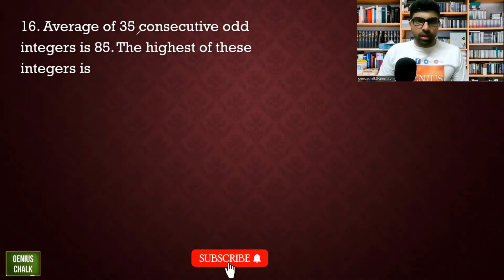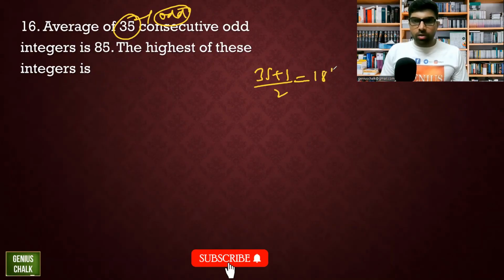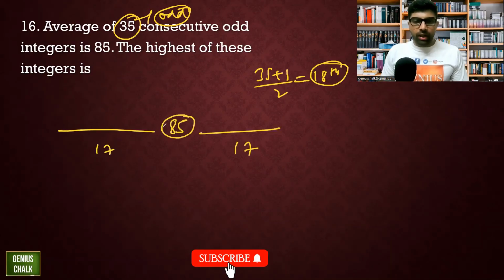35 is an odd number itself, so the middle term will be (35 plus 1) by 2, which is the 18th observation. 36 by 2 means 17 observations on this side, 17 observations on this side, and this is 85.